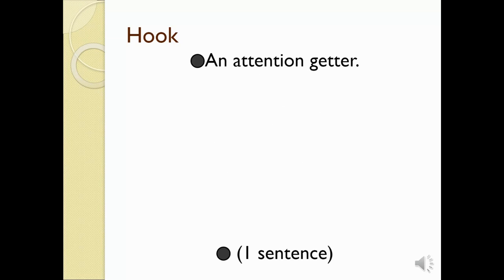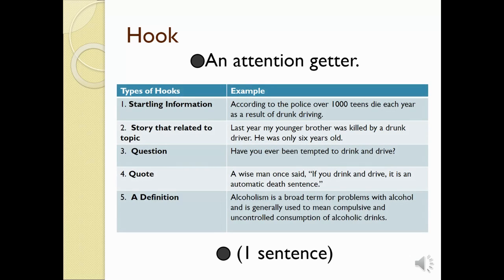The next part of the essay is the hook, and this is where you would grab your reader's attention. This is usually one sentence, and you can grab your reader's attention in 5 different ways. You can start with a startling piece of information. You can have a story that's related to the topic of your essay. You can create a question. You can find a quote, or you can define a term that people are not familiar with.